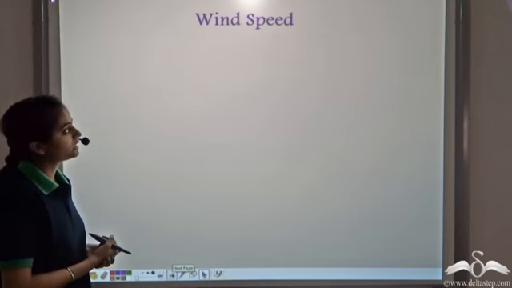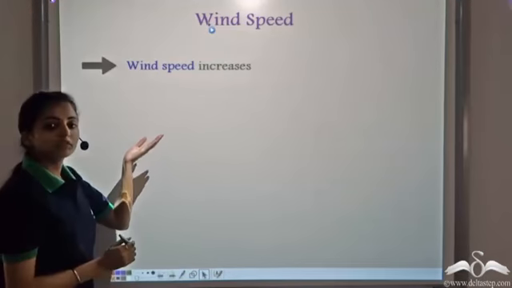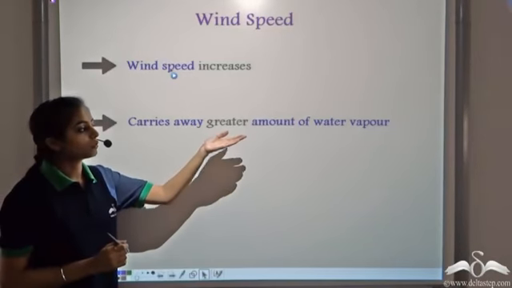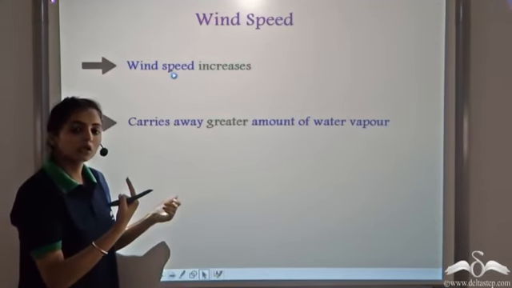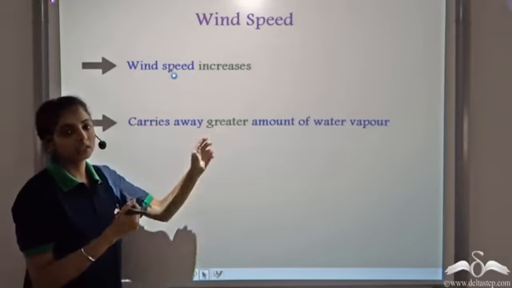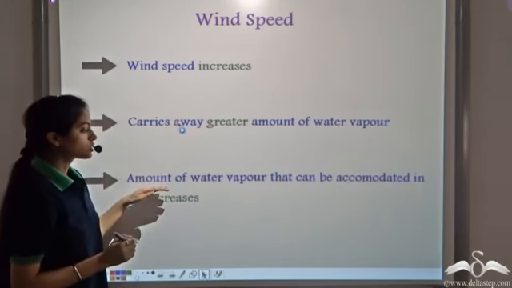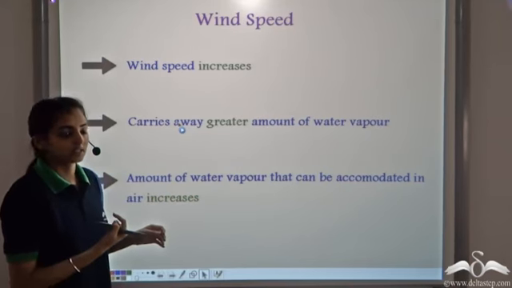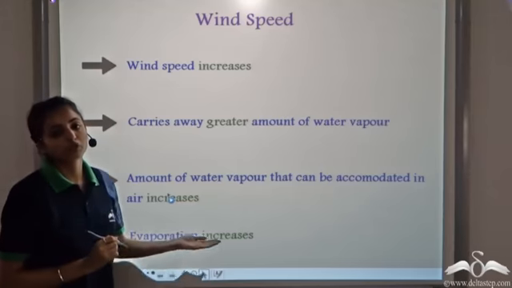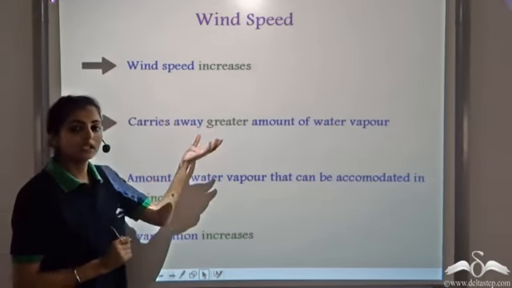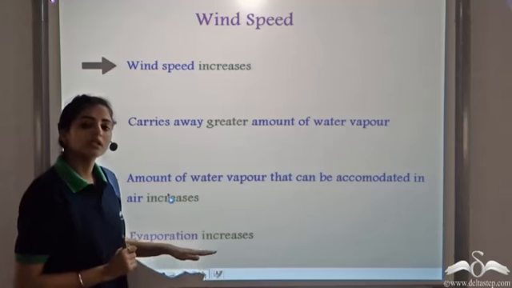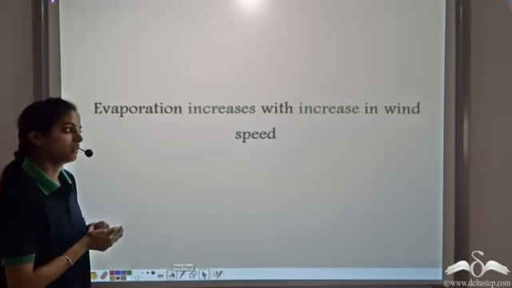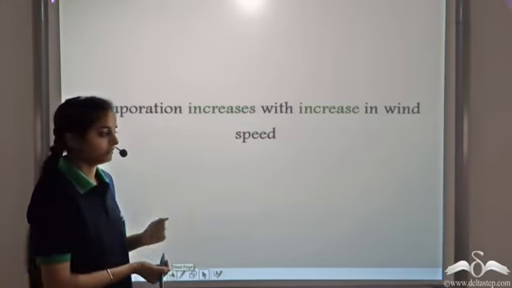Let's recall what happens on a windy day. As the wind speed increases, it carries away a greater amount of water vapor, the water vapor which was present in the air surrounding the clothes. So the amount of water vapor that can now be accommodated in the surrounding air increases. Since that increases, the rate of evaporation increases. So on a windy day, the clothes dry faster. This is because the rate of evaporation increases on a windy day. Evaporation increases with the increase in wind speed.